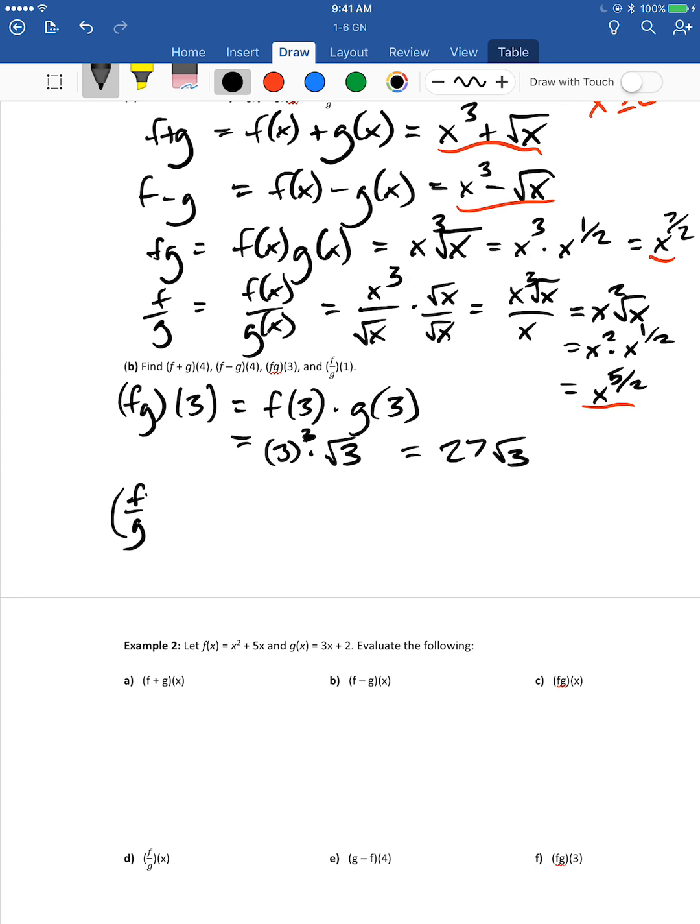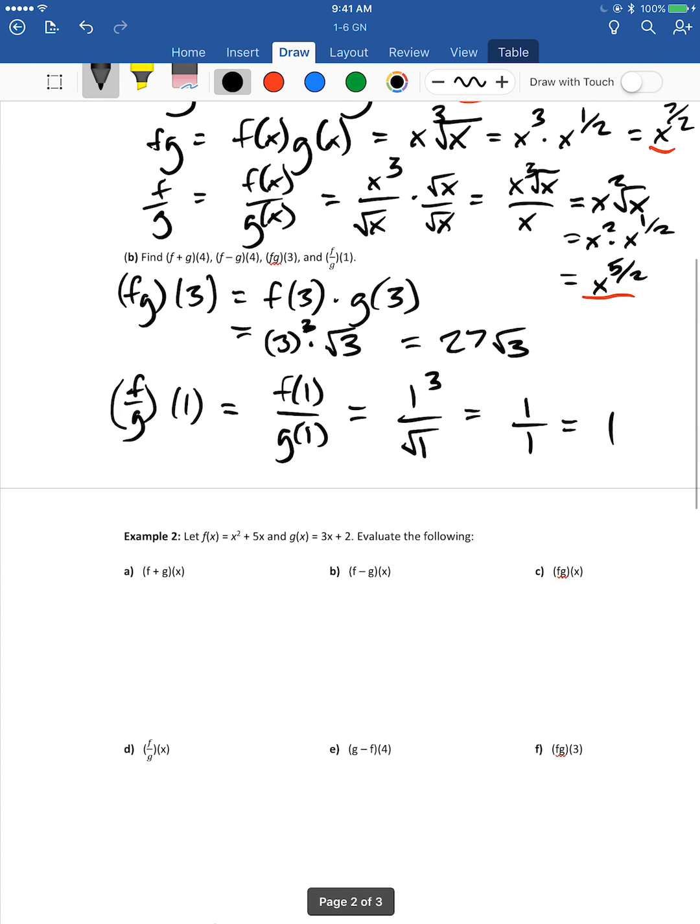f over g of 3 is f of 3 over g of 3, which is 27 over... it's a good thing I looked. Always read the problem. Excellent example here. This is f over g of 1, not 3. Would have ended up with very different answers. So I have f of 1 over g of 1, which is 1 cubed over the square root of 1, which is 1 over 1, which is 1. Moving on.